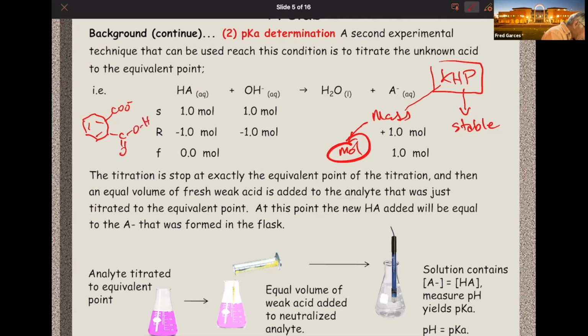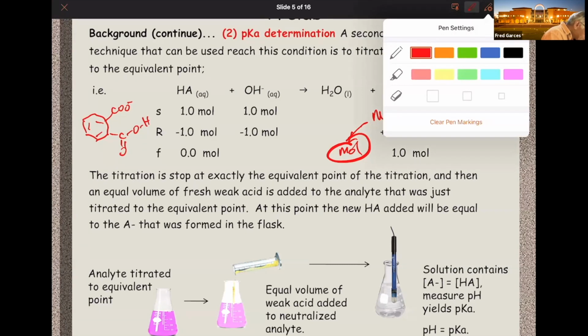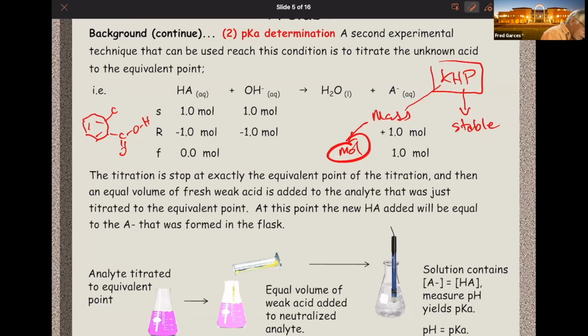Okay. So let me do this. This is potassium hydrogen phthalate, this chemical right here. Notice it's got a carboxylic acid, 2 carboxylic acid at the tail. But what we're going to do is make this particular acid a salt. We're going to make it a salt.